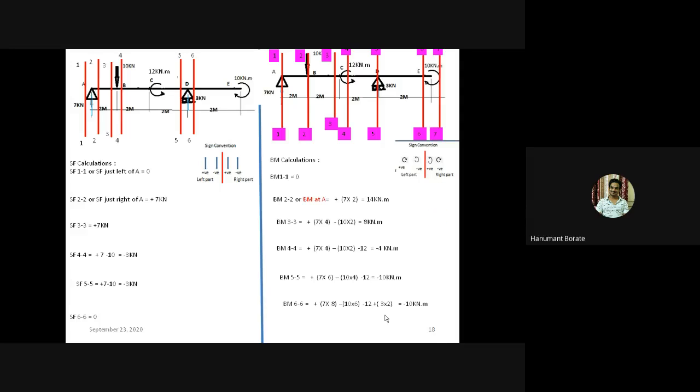Okay, then the bending moment at 7 7. Now if we consider this section 7 7, the beam goes to the left side. At the right side there is no beam portion. So if we consider the right part, the bending moment will be 0. So at section 7 7, the bending moment will be 0.